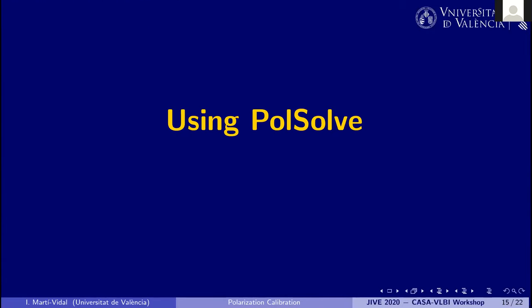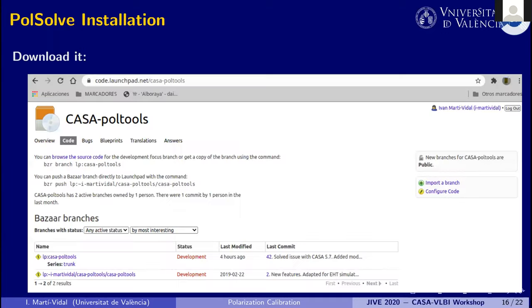Now, how do we use PolSolve? So how do we do VLBI polarimetry with CASA, basically? The first thing is to download the code. It's not an official task, it's an unofficial task. So you have to go to Launchpad, where the code is being maintained at the moment. It's part of a toolbox for VLBI polarimetry, actually.